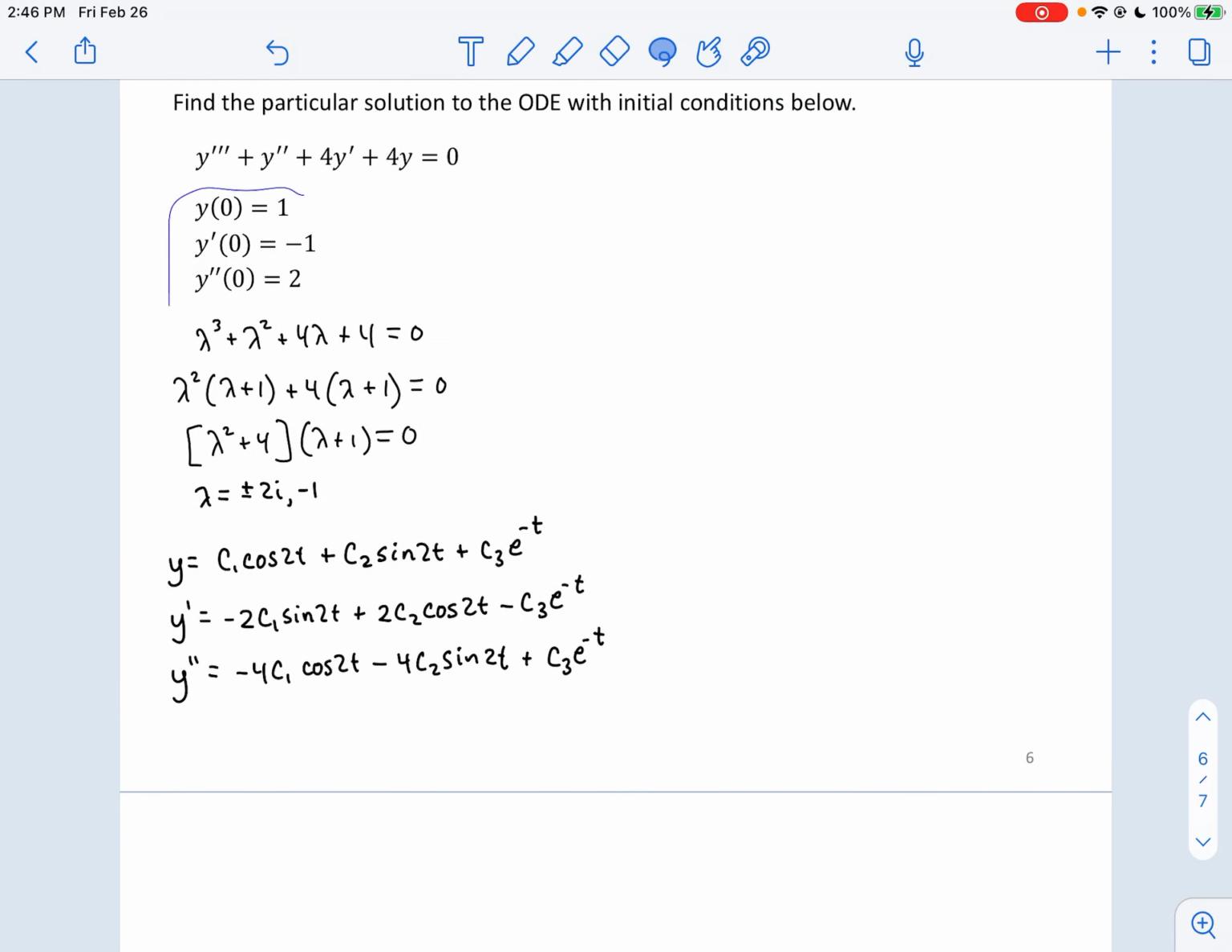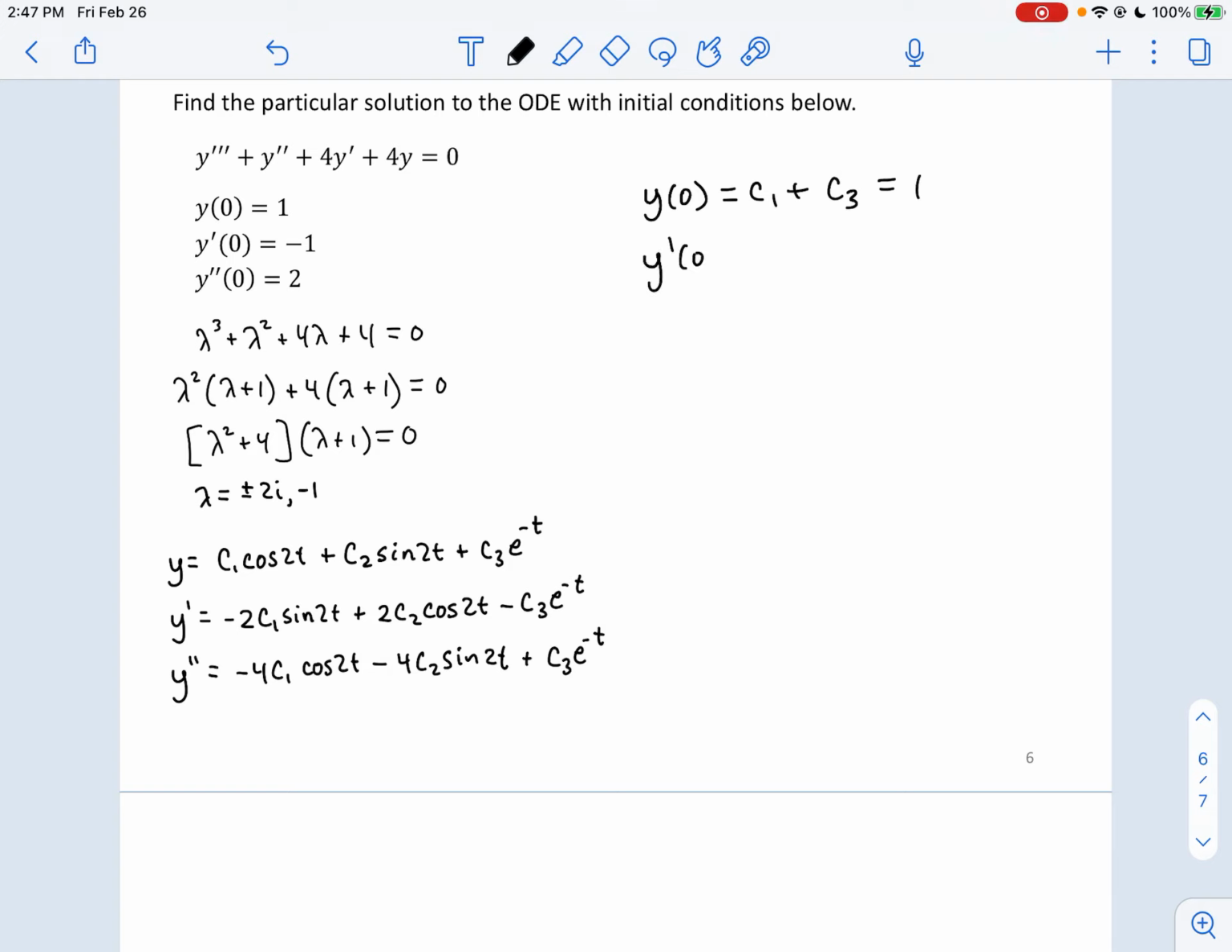Now we want to create a system of 3 equations using this information, plugging it into these 3 equations to create a system. So we know that y of 0. So plug 0 into your general solution. Cosine of 0 is 1, sine of 0 is 0, and e to the 0 is 1. So that tells me we're just going to get c1 plus c3. c1 plus c3 is all we get out of the coefficients. And we know that this has to be 1. That is our given condition here.